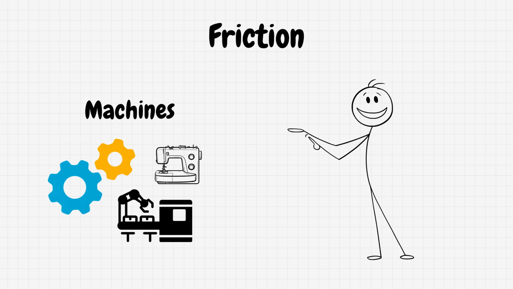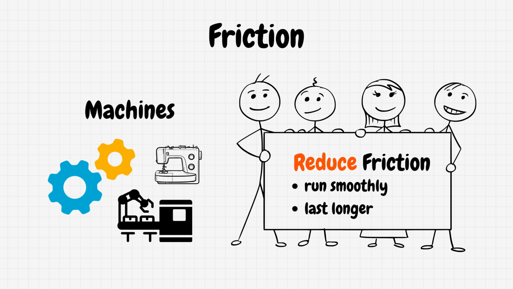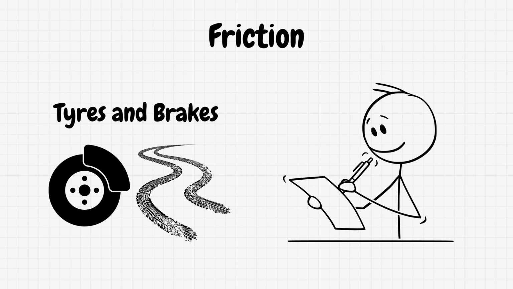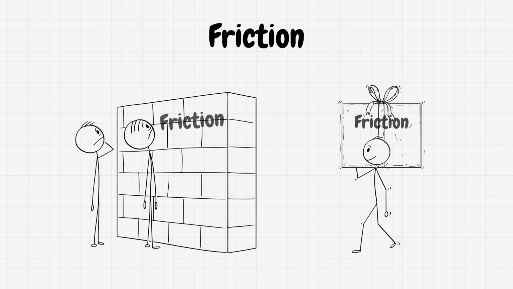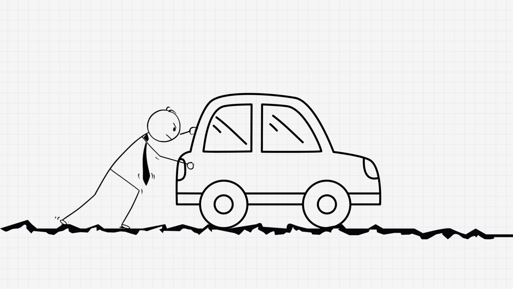In machines, we often try to reduce friction so that the parts run smoothly and last longer. But with tires and brakes, we want more friction for better grip and control. Sometimes friction gets in the way, and sometimes it's exactly what we need. It plays both roles in everyday life. Okay, back to the car.